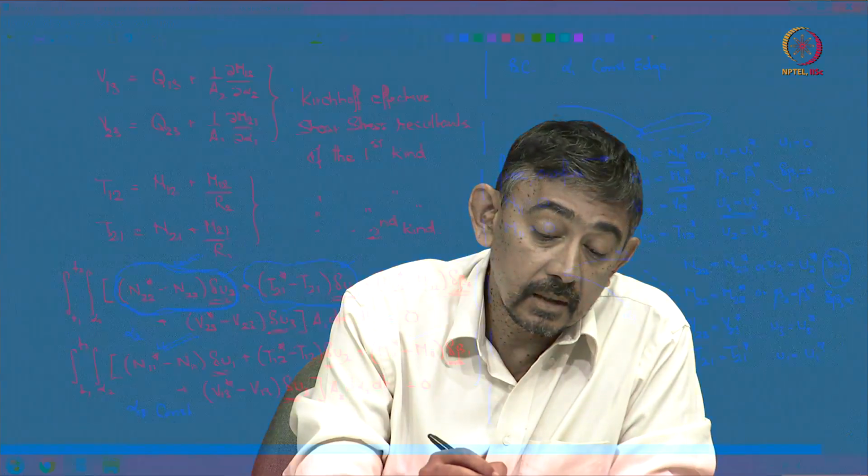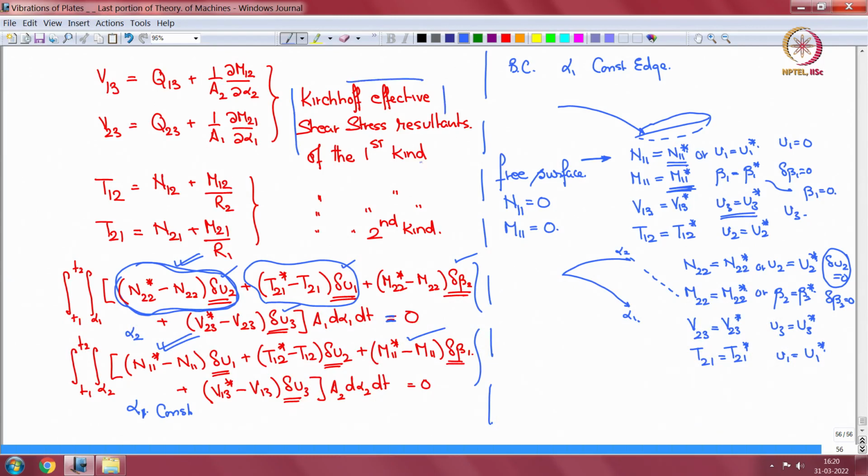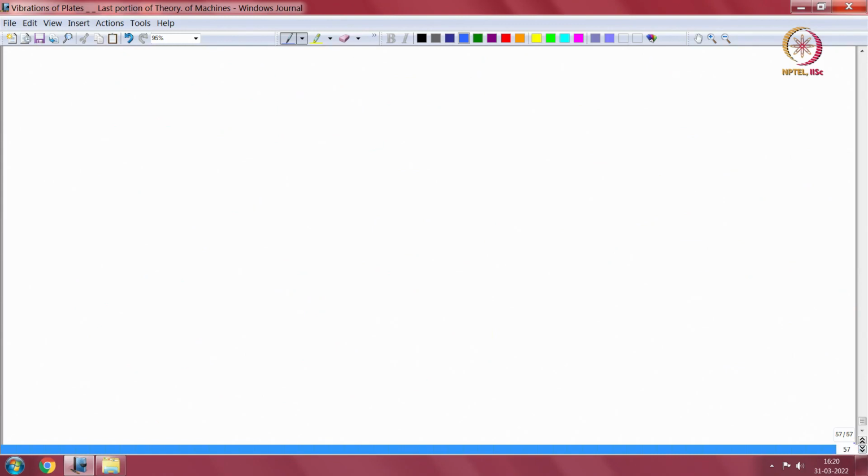In the last class we were looking at the boundary conditions and we came up with these Kirchhoff effective resultants of the first and second kind, and we were explaining the resulting boundary conditions. Now, just as an example, suppose an alpha 1 edge, this is the alpha 1 direction, is free. What would happen?